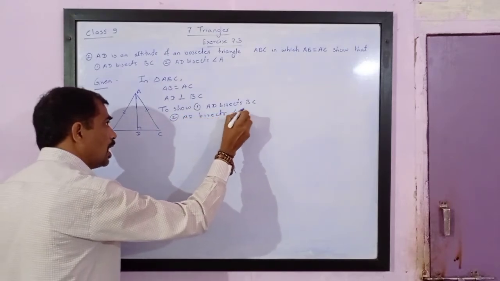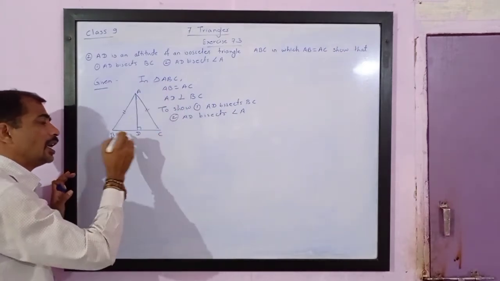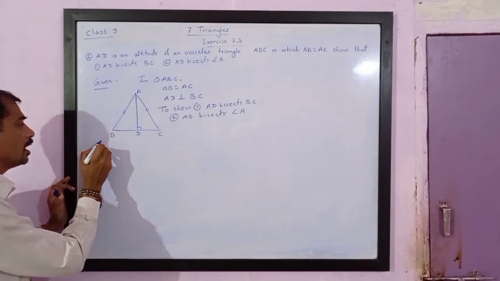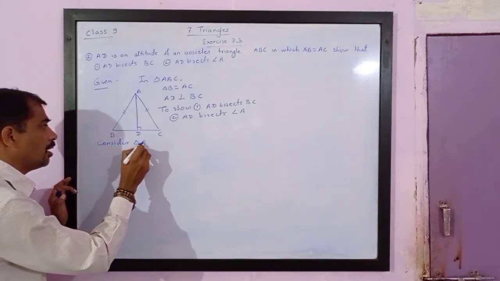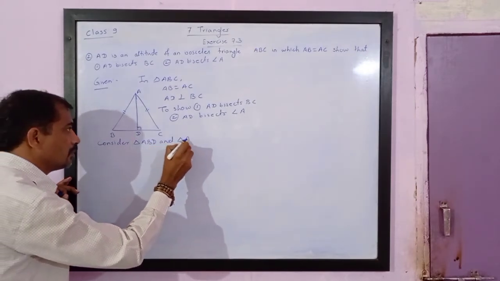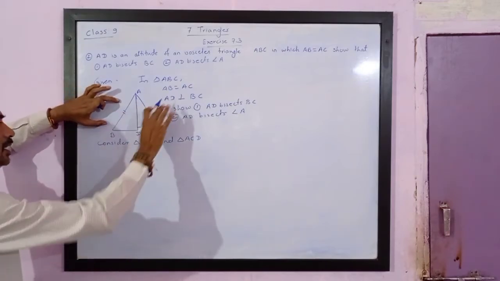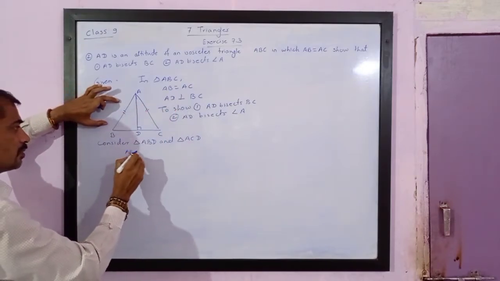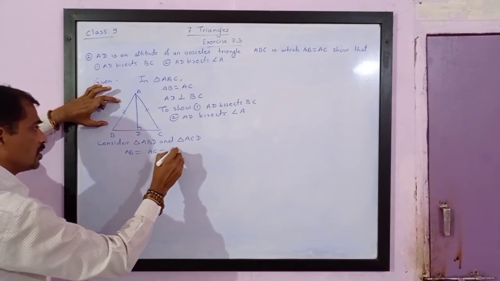for this we are going to consider these two separate triangles, triangle ABD and triangle ACD. In triangle ABD and ACD, AB is equal to AC. This is given to us.